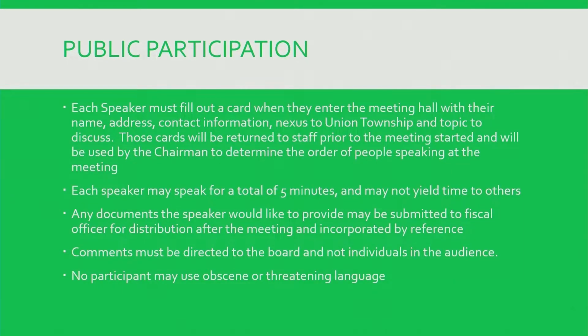Also for public participation, this sets out that each speaker will fill out a card when they enter the meeting hall, having their name, address, contact information, their nexus to Union Township, and the topic they'd like to discuss. Those cards will be returned to the staff prior to the meeting getting started and will be used by the chairman to determine the order of people speaking in the meeting. So the idea is instead of saying, hey, does anyone want to speak, we would have a list developed already. It also helps us administratively for a staff if someone brings something up that we need to later address. I already have the card with their address and contact information, so I'm able to more easily contact them later and follow up on issues.